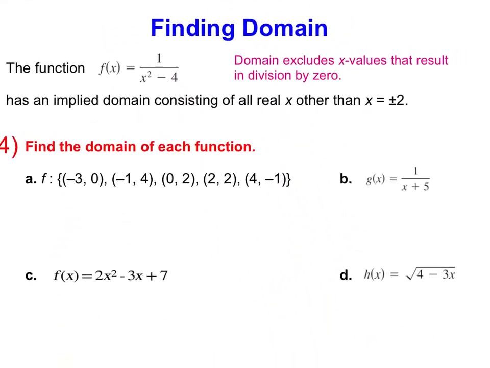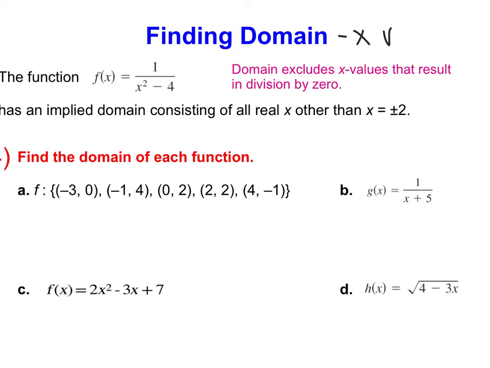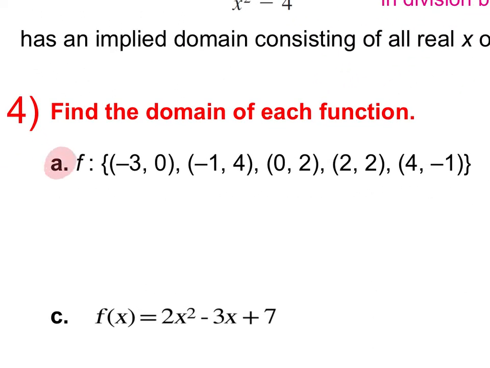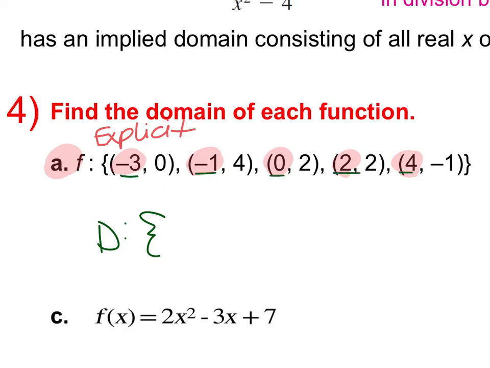And then finding domain. Domain are your x values. When you're given something like letter A, your domain is listed out for you. When you look at letter A here, your domain are all of the x values. This is called an explicit domain, where they explicitly tell you these are the x values. So for this one, we would say our domain is the set of numbers, and we just list our numbers, normally in numerical order, and they are set up in numerical order for us. So negative 3, negative 1, 0, 2, and 4 is my domain on this one.